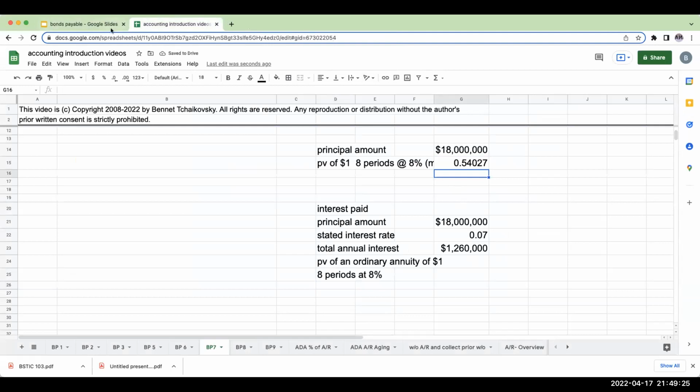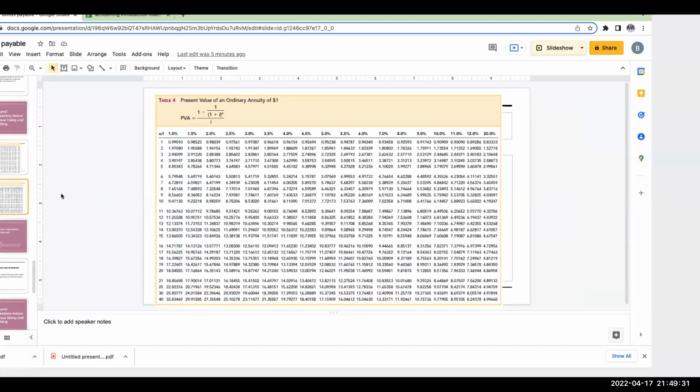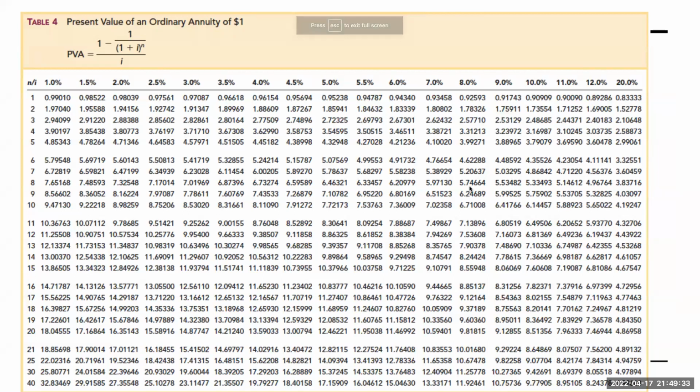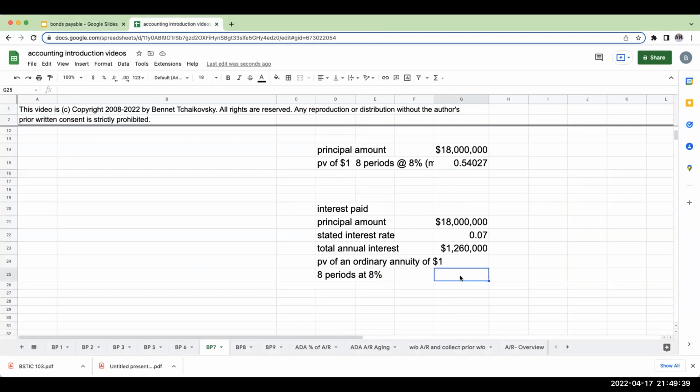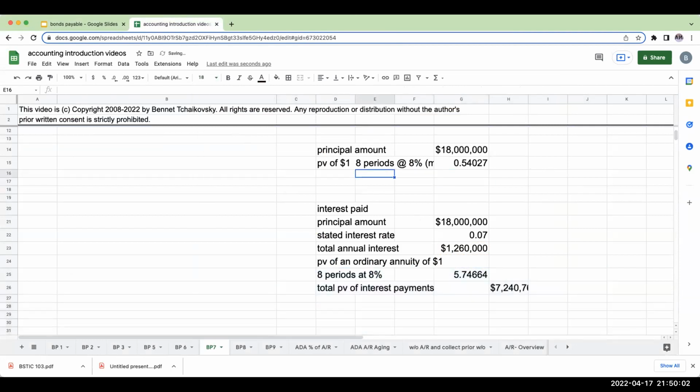Then my second one is the present value of an ordinary annuity of $1. Here I've got 8 periods at 8%, or 5.74664. So my total present value of the interest payments is going to be the 1,260,000 times 5.74664, or 7,240,766.